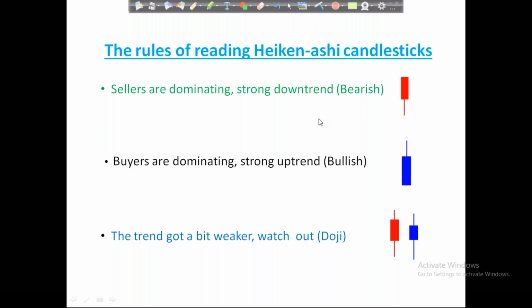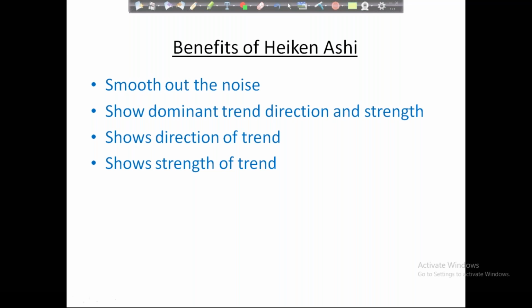I'll tell you the secret. Now, the benefit of Heiken Ashi. Why is it important for us? What is the benefit compared to other candlestick patterns? It smooths out the noise. Noise means shouting, like somebody using music, a DJ, something like that. When buyers and sellers are fighting, they are not confirming which direction they will go. That is called noise.